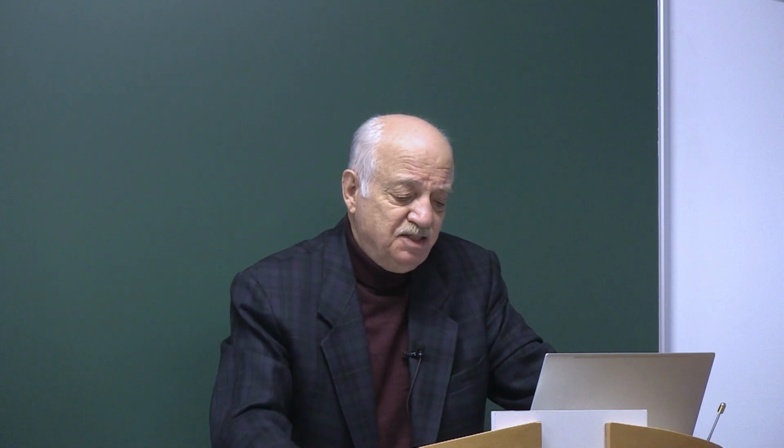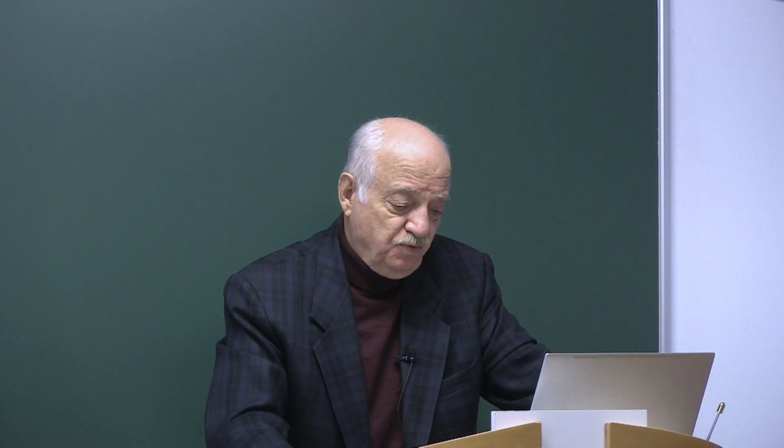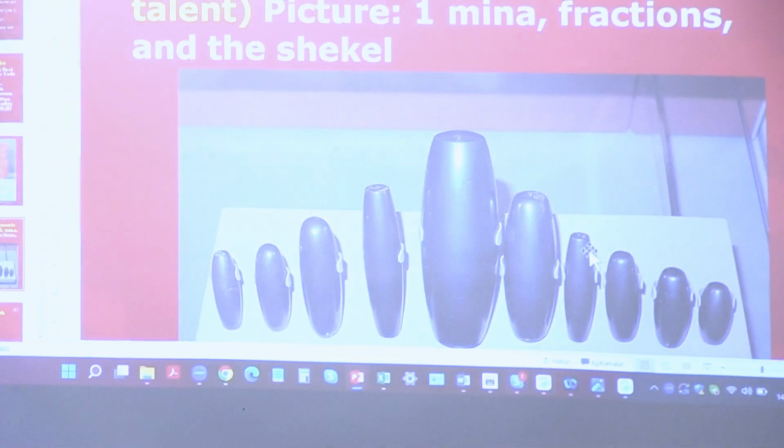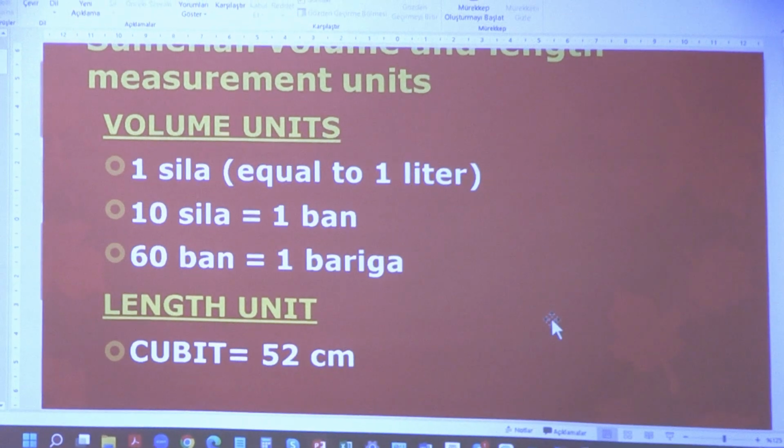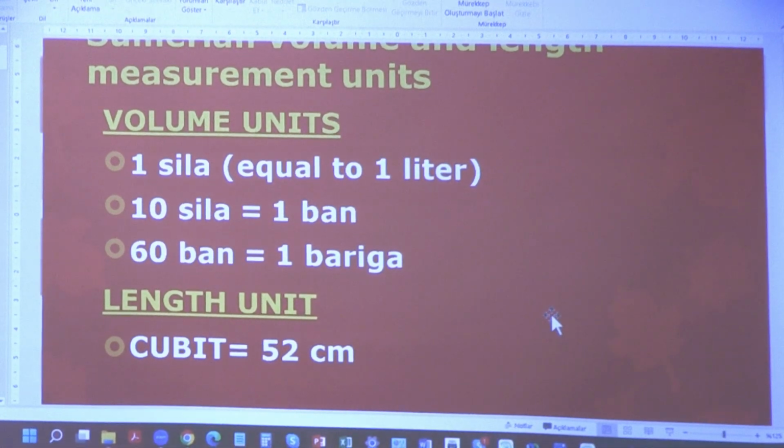So this is the picture of a replica of Sumerian mana or mina, and the fractions, as well as a shekel. Now, volume units: one sila, which is equal to almost our 1 liter. One sila. So 10 sila is called one ban. 60 ban is one bariga.